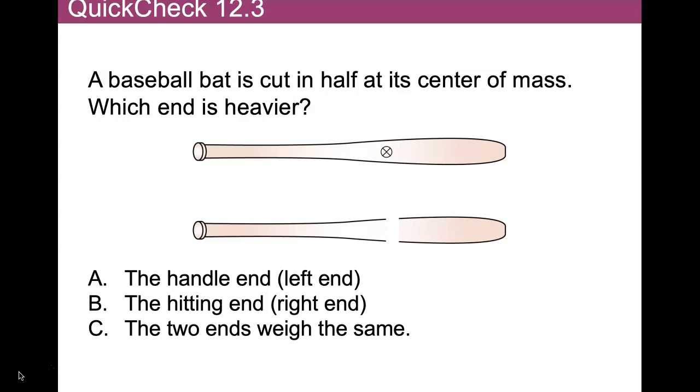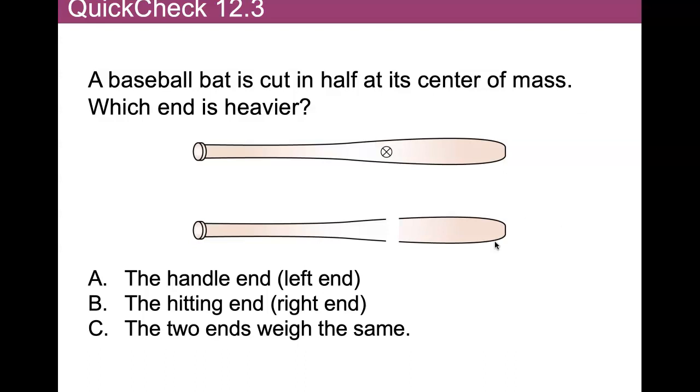So you have a baseball bat that's cut into two pieces at the center of mass. So the center of mass is here. It has this kind of thicker hitting end, and it has a handle that's thinner. So we want to figure out which piece is heavier, which end is heavier. All right, so how should we think about it?